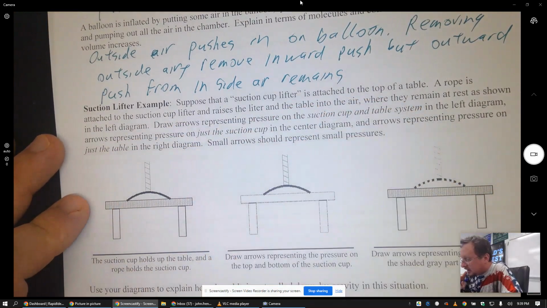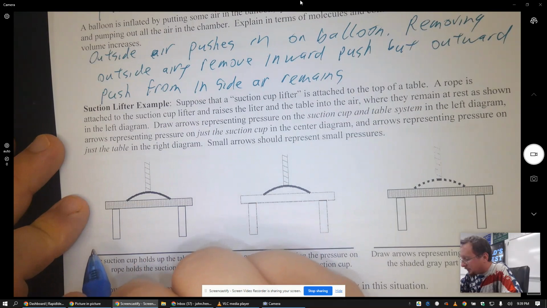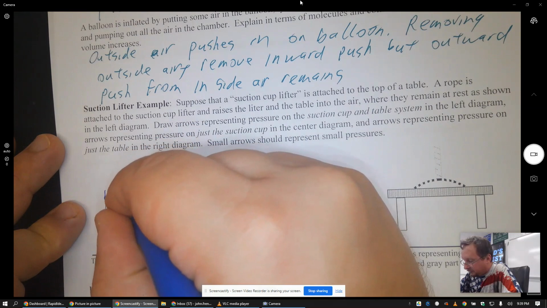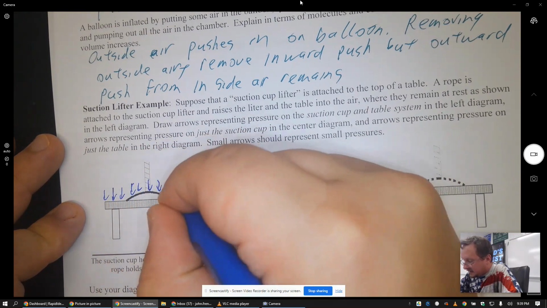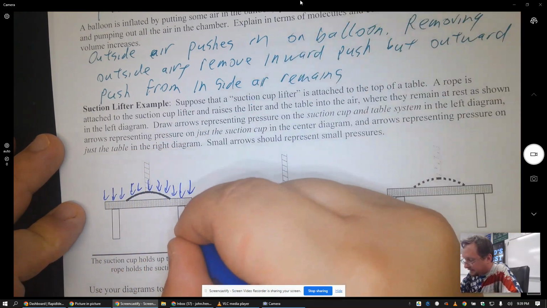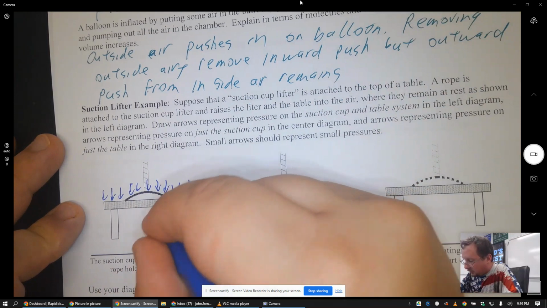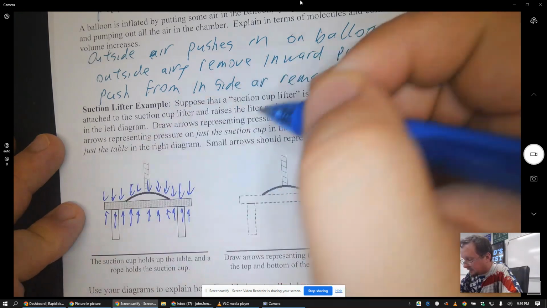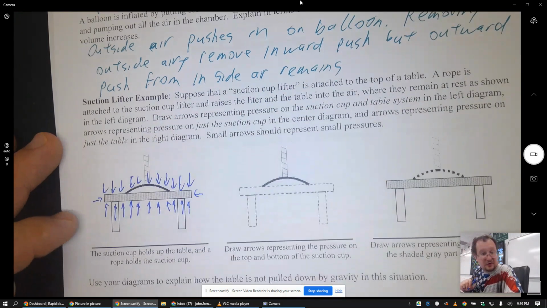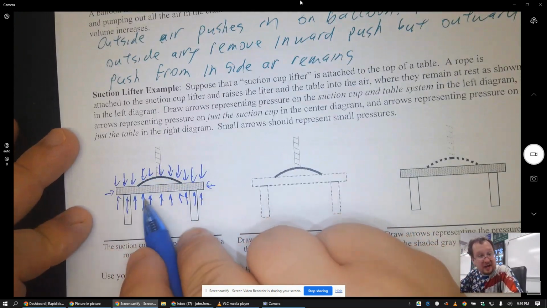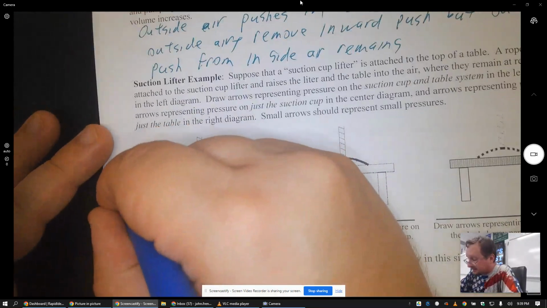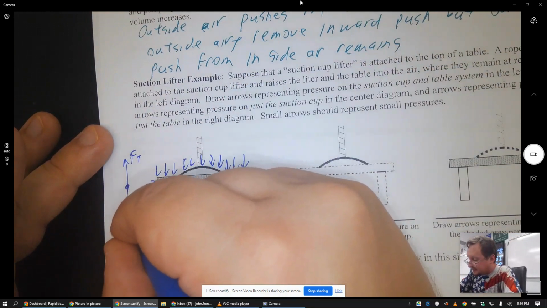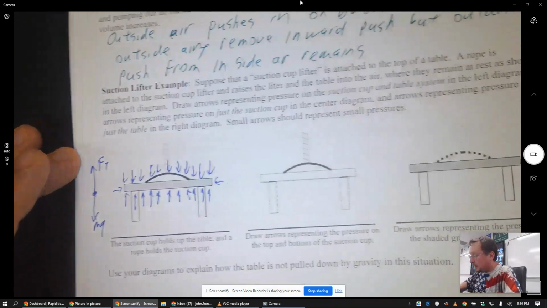And I wanted students to draw arrows representing the air pressure on the suction cup and the table. So I might draw 11 arrows on the top and 11 arrows on the bottom. If you want to draw arrows on the side, just for good measure, but all those arrows cancel out. And because they all cancel out, the free body diagram you draw is just as if this is connected to a rope: the tension, the mg, and all the up and down air molecules that cancel out.